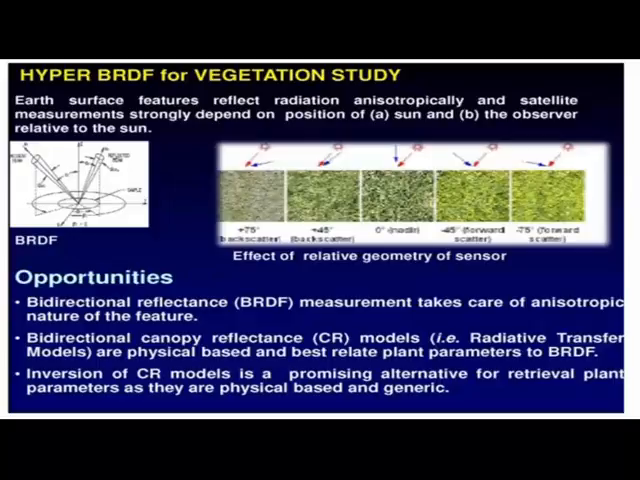So BIDF can be used to know the anisotropic nature of the feature. From there one can understand at what directions my sensor should be there, so that I can better correlate with the biophysical parameter I am looking at, or I can better understand the plant or target I am looking at. That's the purpose why BIDF is there.